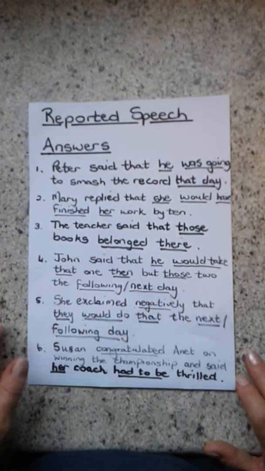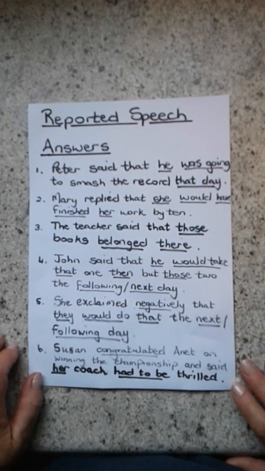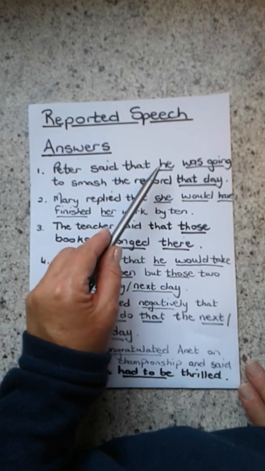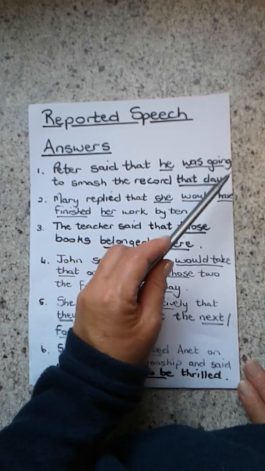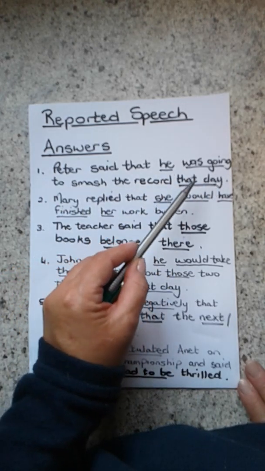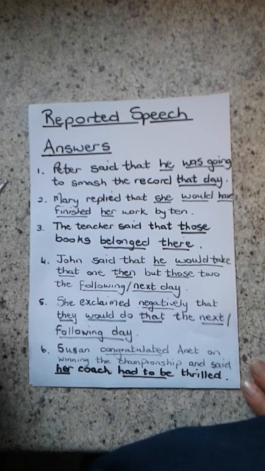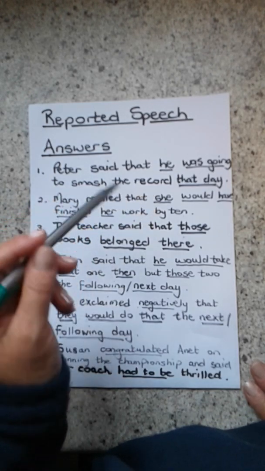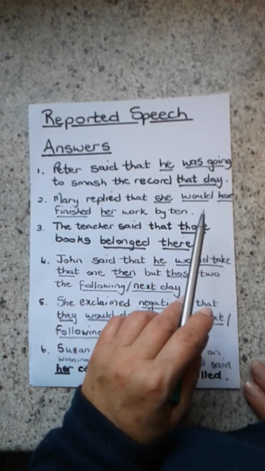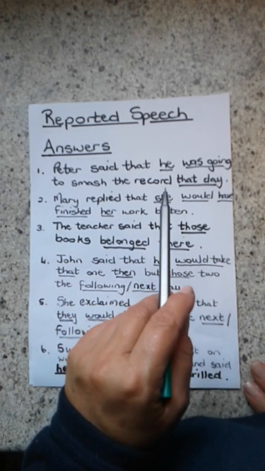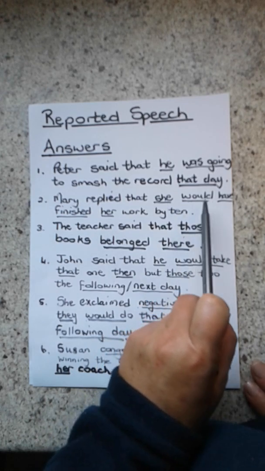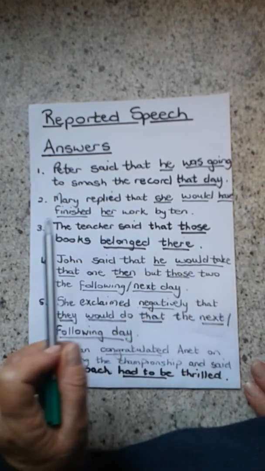Right, before we start, let's just quickly mark our reported speech exercises from the previous day. You will notice that number 1 is: Peter said that he was going to smash the record that day. The I changes to he, and today changes to that day. Mary replied that she: the I changes to she. It was I shall, but because it's now she, it would be she will. So the past of will be would. She would have finished her work by 10.